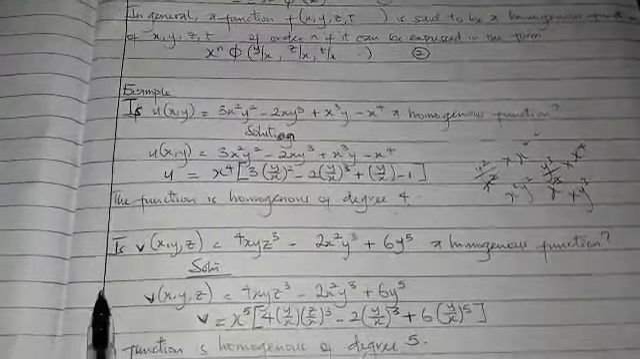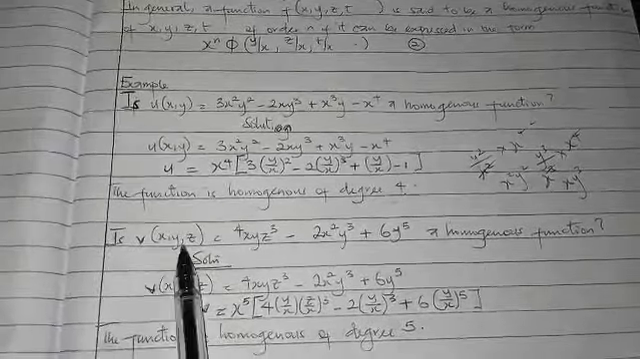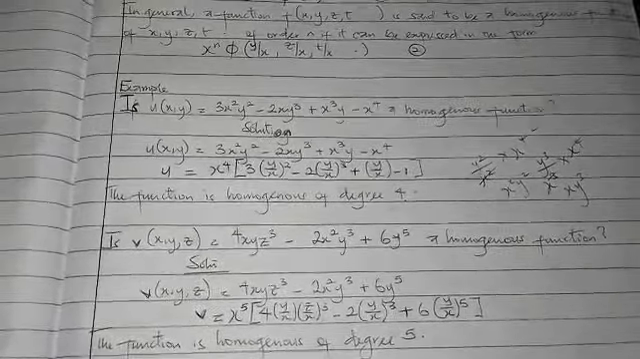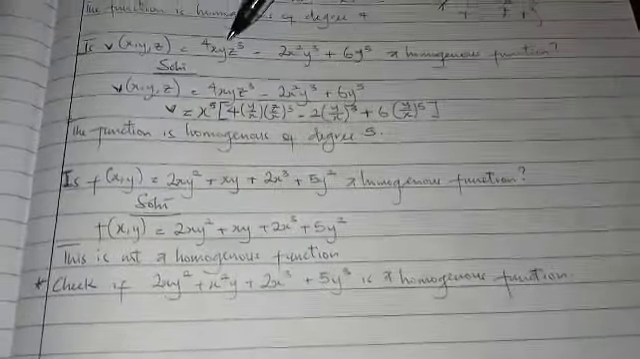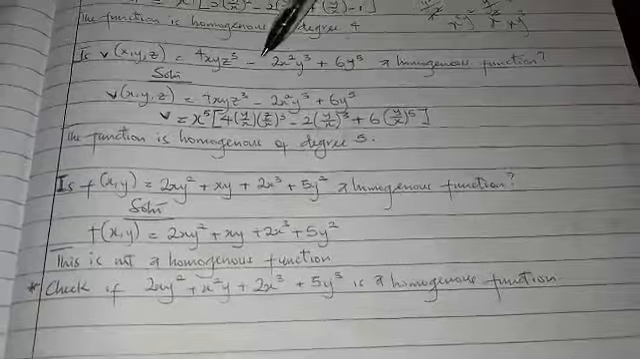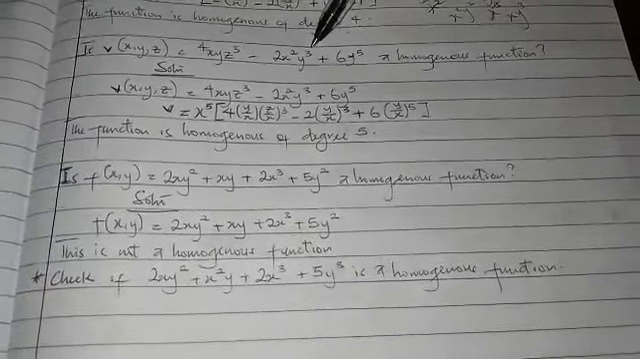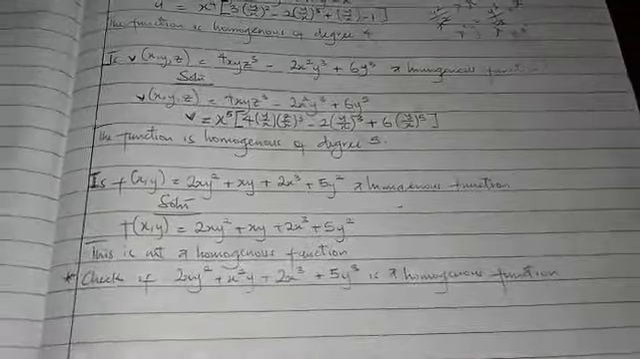Now you're asked again, is v a function of x, y, and z? Now v has 3 unknown variables. Okay, so you have 4xyz raised to the power 3 minus 2x squared y raised to the power 3 plus 6y raised to the power 5. Is it a homogeneous function?